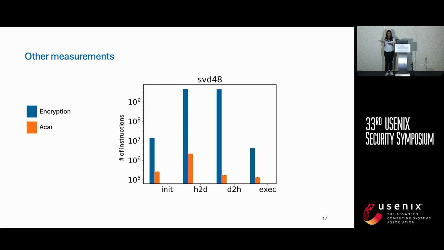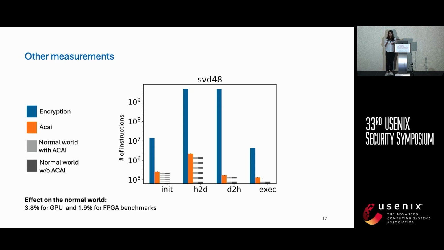Here, I take one example of SVD on the FPGA. Basically, there are 4 stages of execution: the initialization, host-to-device and device-to-host data transfers, and the execution phase. And as expected, we see the most gains for the host-to-device and device-to-host data transfers, because that's when the data is moving and the cost of encryption shows up. We also see that the effect of ACAI on normal world execution is quite minimal, on average 3.8 and 1.9% for GPU and FPGA benchmarks, shown by these gray bars here.